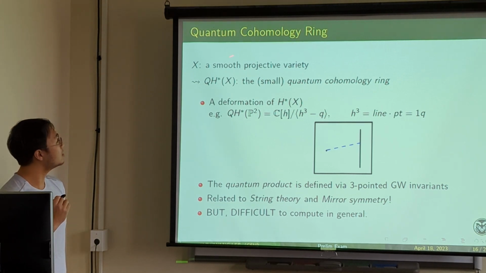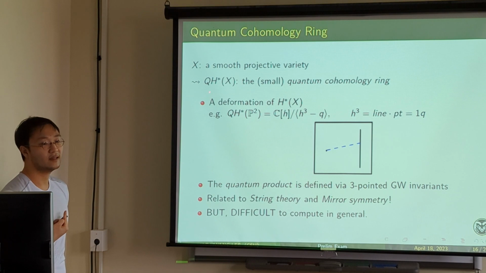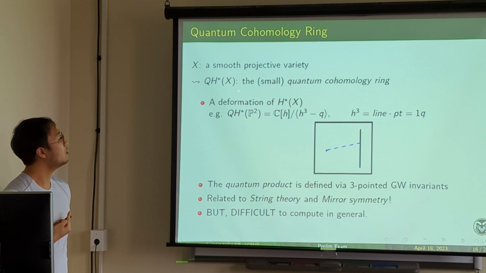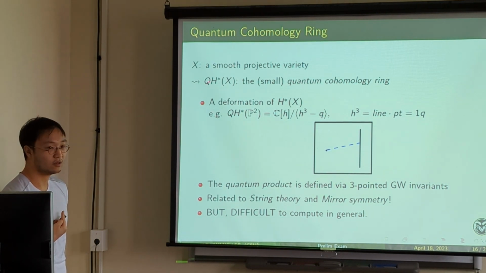So let's think about the quantum cohomology ring. The quantum cohomology ring is an algebraic object from a smooth projective variety. This is a ring with a product, and that product is a deformation of the product of the usual cohomology ring. So you can recover the usual product from the product on here.